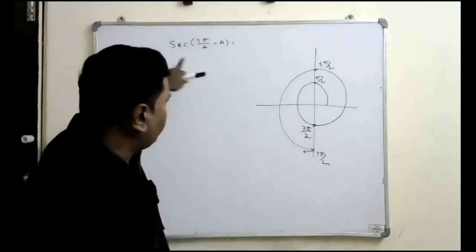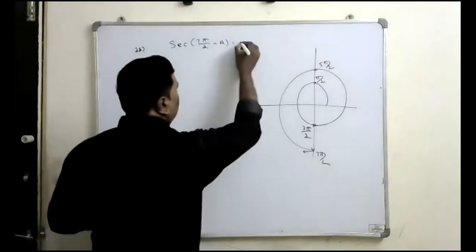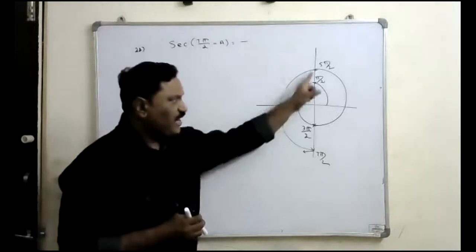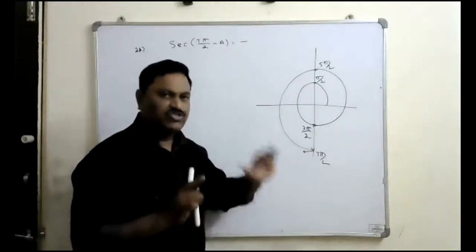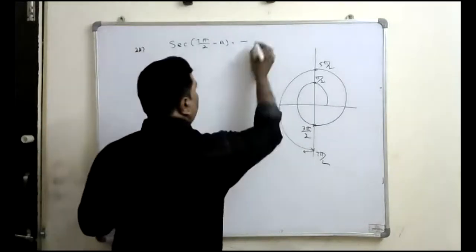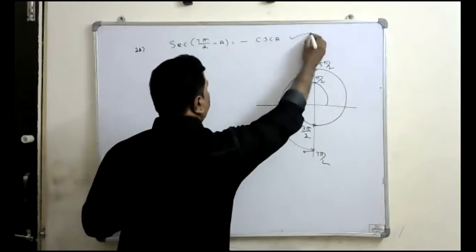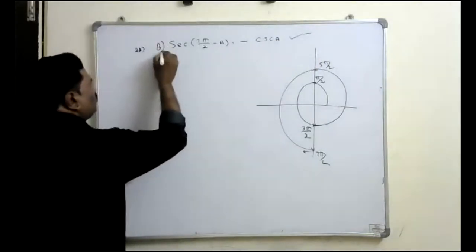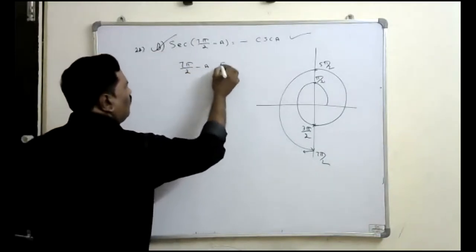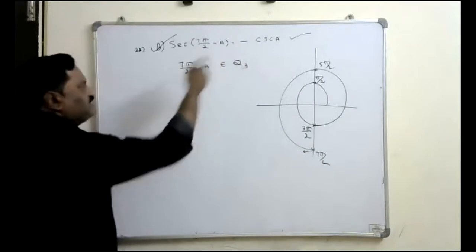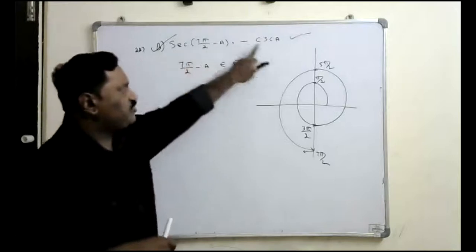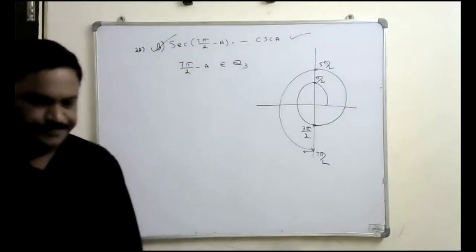In the third quadrant, what do we get? Negative. This is negative, and when the quadrant angle lies on the y-axis, the function is going to change. Secant becomes cosecant. That's why this is equal to minus cosecant a. So this is correct only, means option B is correct. Where 7 pi by 2 minus a belongs to the third quadrant, secant is negative, and the quadrant angle is 7 pi by 2, an odd multiple of pi by 2, secant becomes cosecant. So the second option is correct.